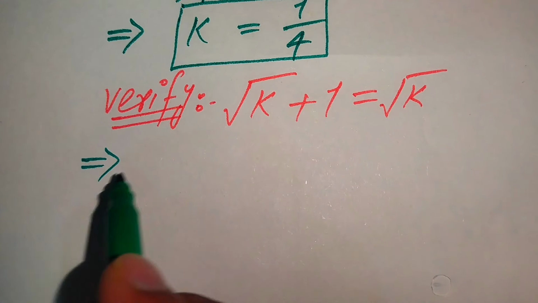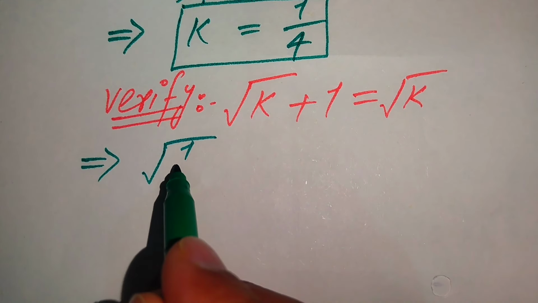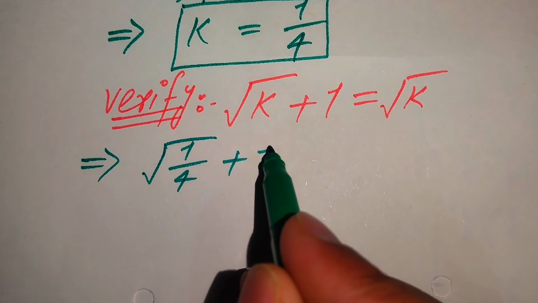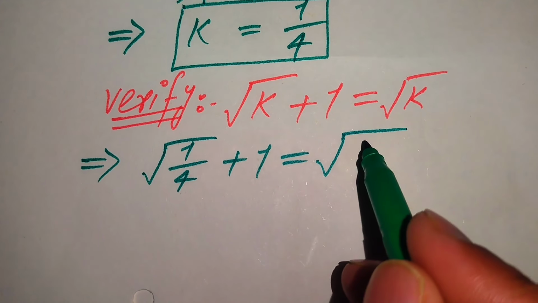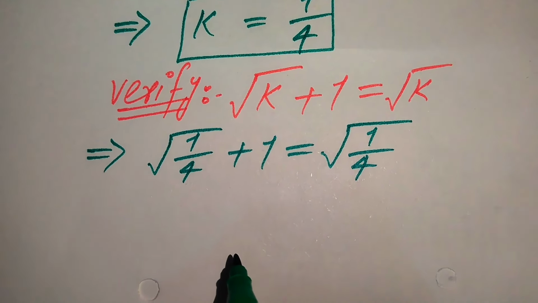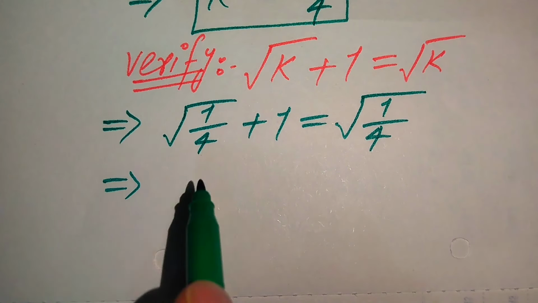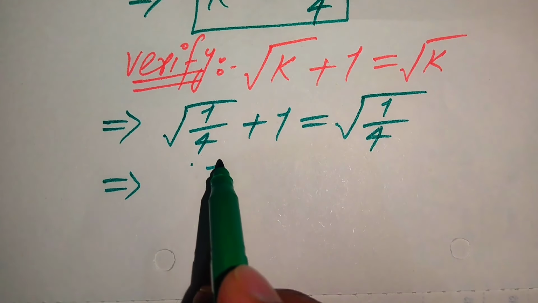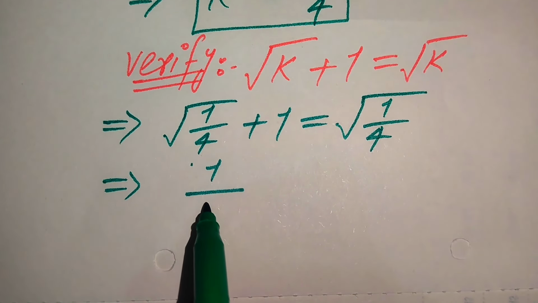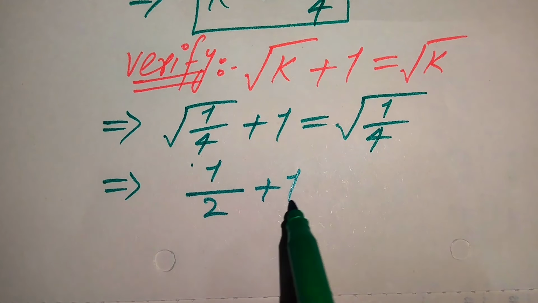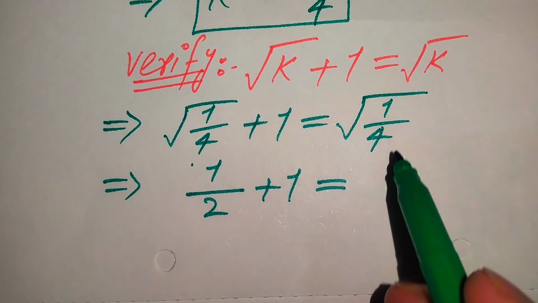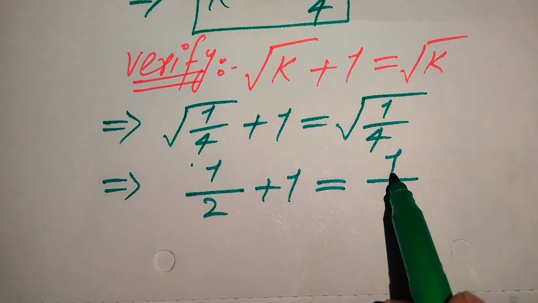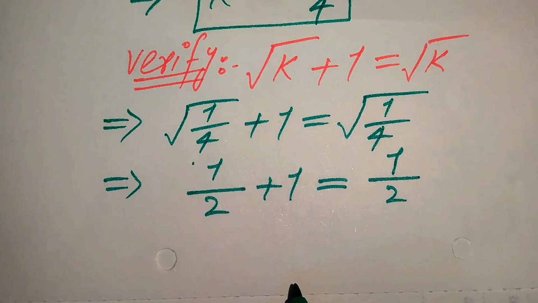So it will be written as square root of 1 divided by 4 plus 1 is equal to square root of 1 divided by 4. So here when we apply the square root on both of these terms, you see here square root of 1 becomes 1 and square root of 4 becomes 2, plus 1 is equal to, again square root of 1 becomes 1 and square root of 4 becomes 2.